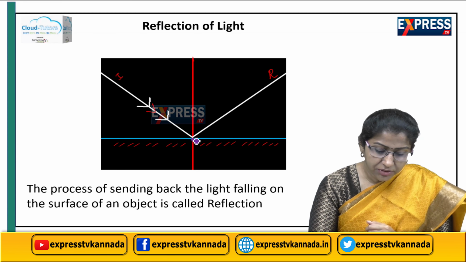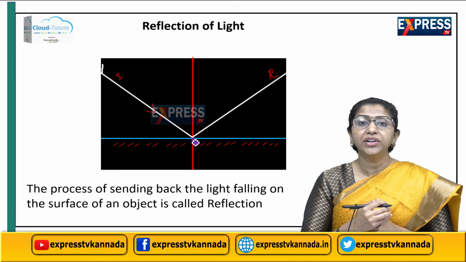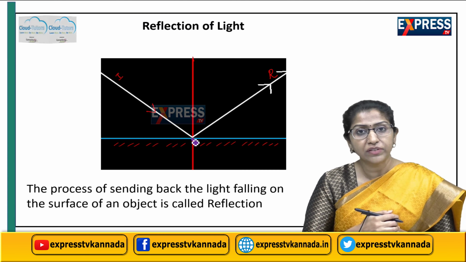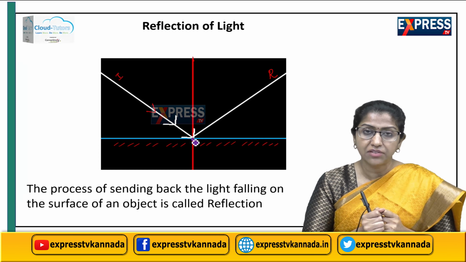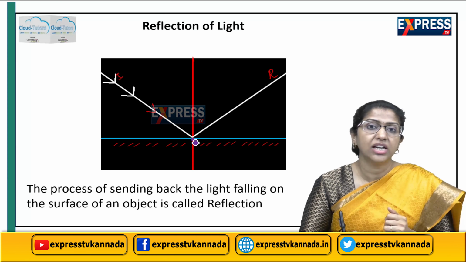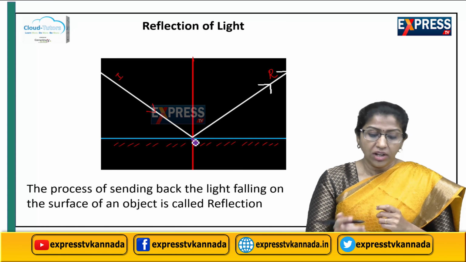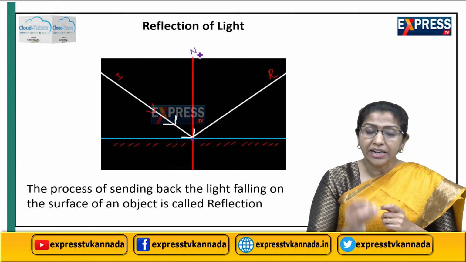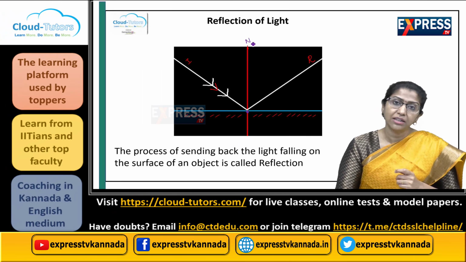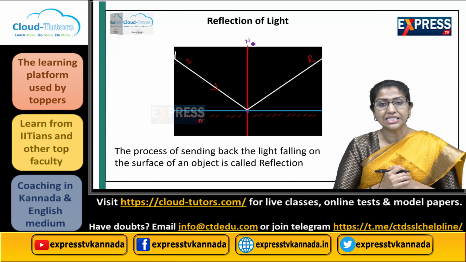So the purple dot that you see here is called the point of incidence. Now what do we mean by point of incidence? Point of incidence is nothing but the point on the reflecting surface at which the incident ray comes and strikes it. So the normal is just an imaginary line that is drawn perpendicular to the reflecting surface at the point of incidence for a given incident ray.